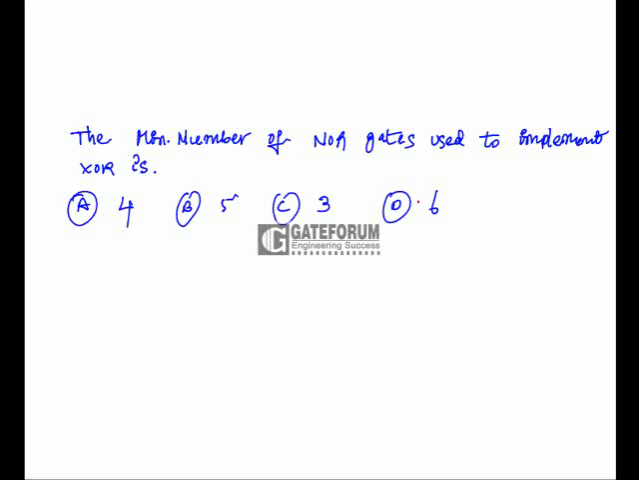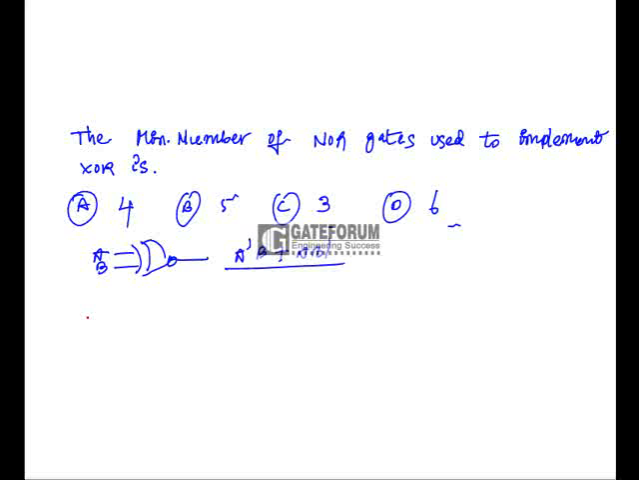The number of NOR gates used to implement exclusive OR is: 4, 5, 3 and 6. So exclusive OR means, for example, if A and B are the inputs, then A exclusive OR B can be represented like this. It is A dash B plus A B dash. Output is equal to 1 if both inputs are different. So this we have to realize using NOR gates. How many minimum number of NOR gates are required?